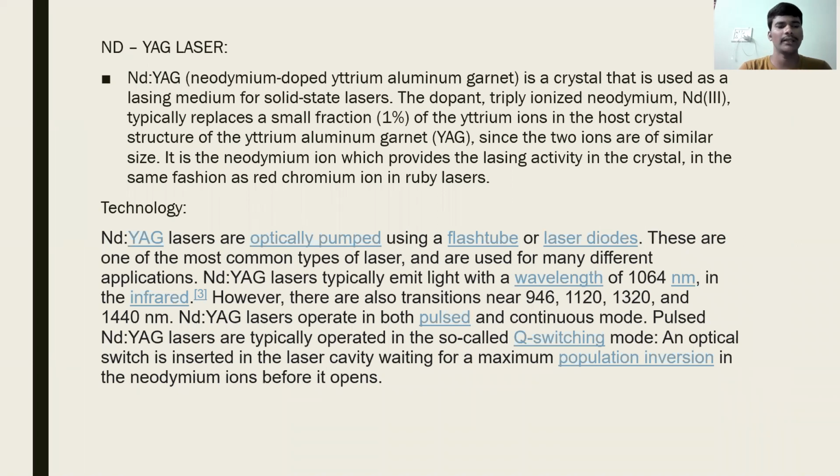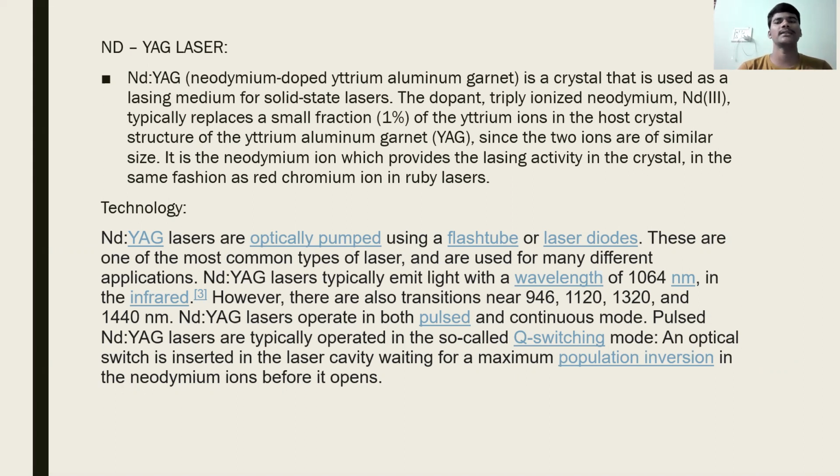Now, in general, what is the Nd:YAG laser? Nd:YAG stands for neodymium-doped yttrium aluminum garnet. This is the full form of this term. Nd:YAG is a crystal that is used as a lasing medium for solid-state lasers.